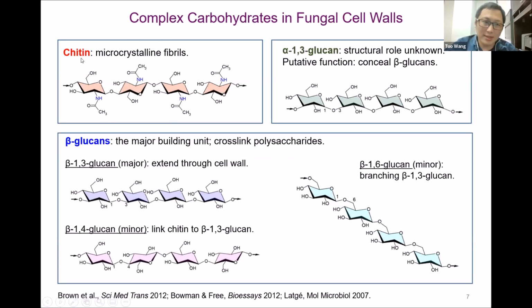For example, we have chitin, which is a nitrogenated sugar that forms microfibrils through the hydrogen bonding systems between the carbonyl and the amide groups. And we have beta-glucans, which are the major building units that cross-link different polysaccharides. They can be highly diverse in their covalent linkage. For example, we have 1,3, 1,4, and 1,6 covalent linkages here. And we have the mysterious molecule called alpha-1,3-glucan, whose structural role was unknown. It has a putative function for concealing, so for hiding the beta-glucans from the detection of the beta-glucan receptors on the host cell, so the fungal virulence will be increased.